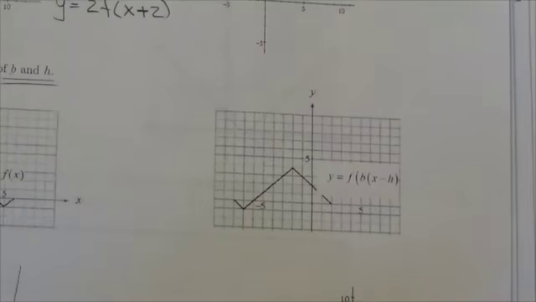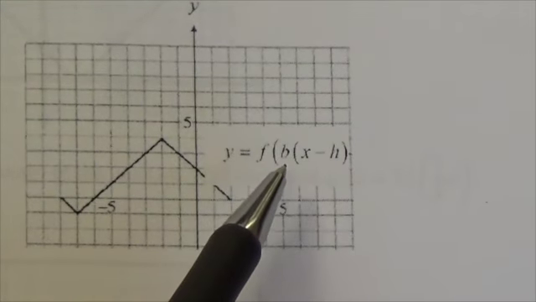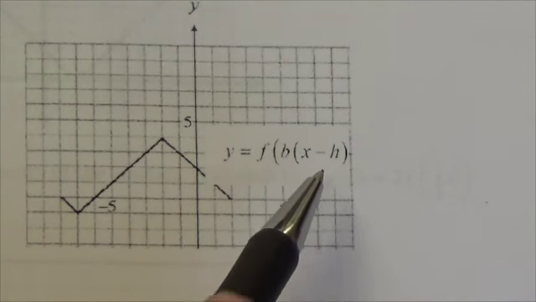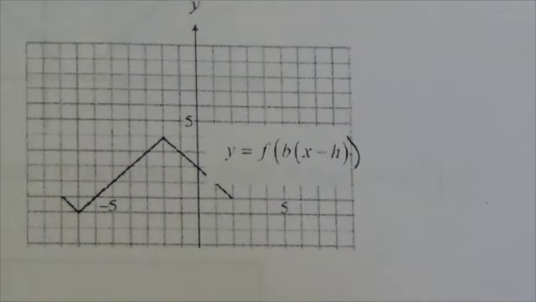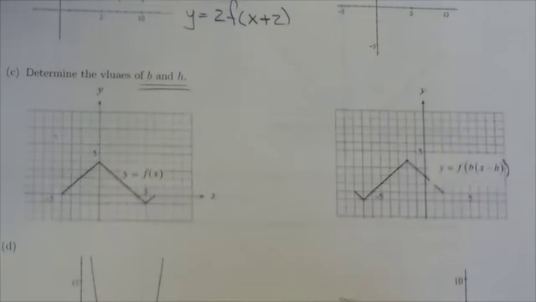Okay, so let's take a quick look here. So b and h are in the function like this. B is in the position of the horizontal stretch, and h here is the horizontal translation, and there should be another parentheses there. So we just got to figure out what those are, but that gives us a hint that what we're seeing here is strictly horizontal.